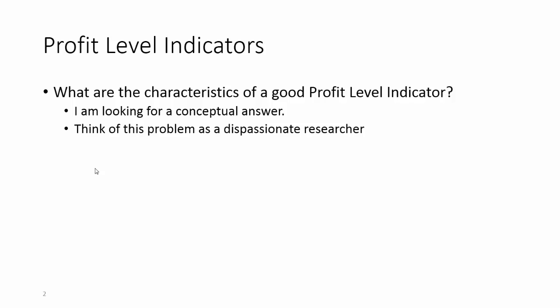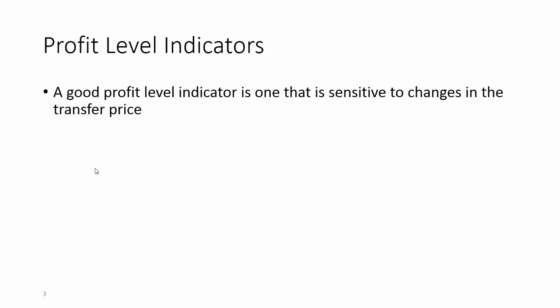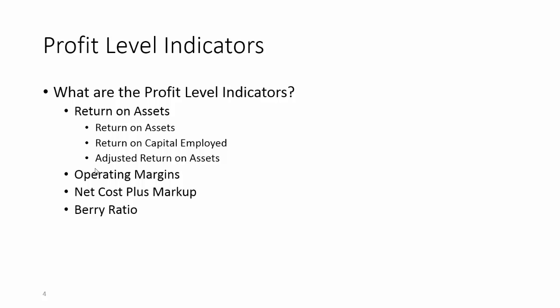There are many various profit level indicators that are available when we have selected the transactional net margin method. Here we're going to walk through a video about what are the characteristics of a good profit level indicator, focusing specifically on the return on assets. A good profit level indicator is one that is sensitive to changes in transfer prices.